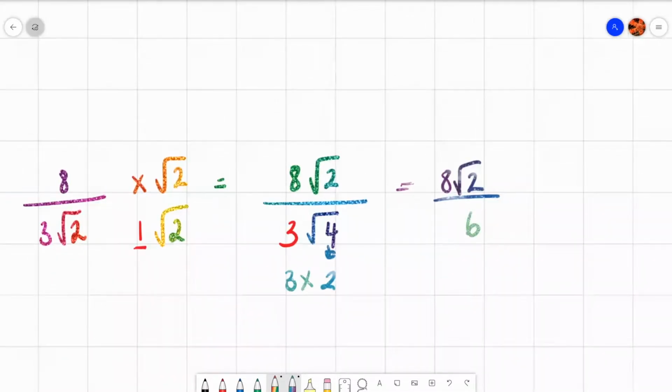So if I divide 8 by 2, I end up with 4. And then square root 2 stays the same. And I can divide the 6 by 2, which is 3.